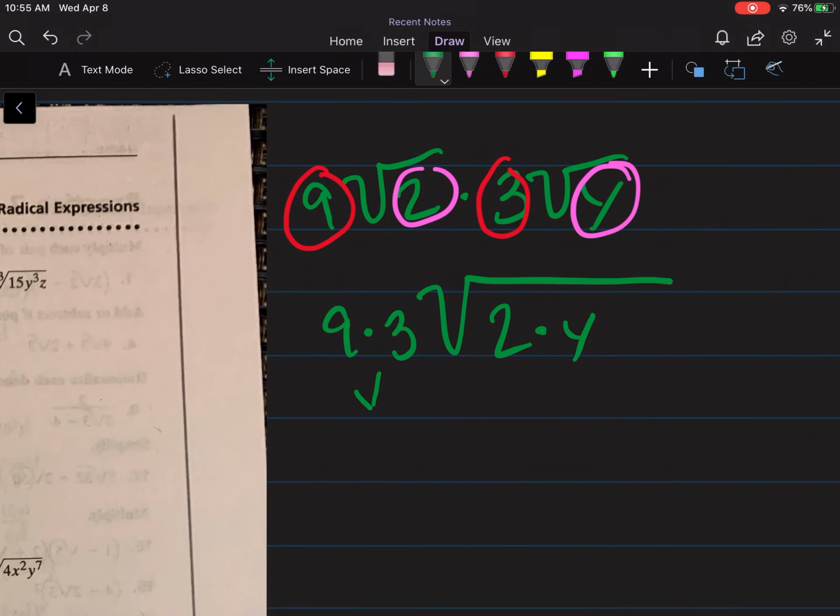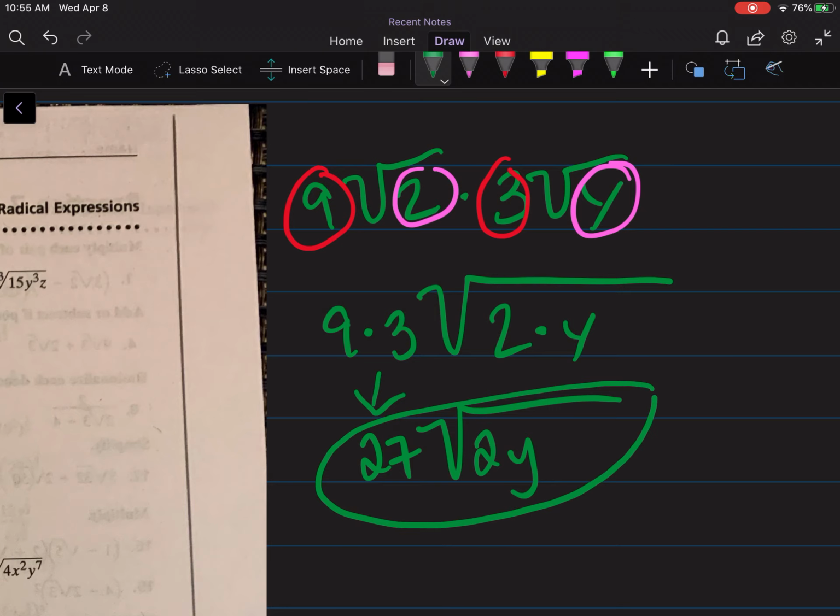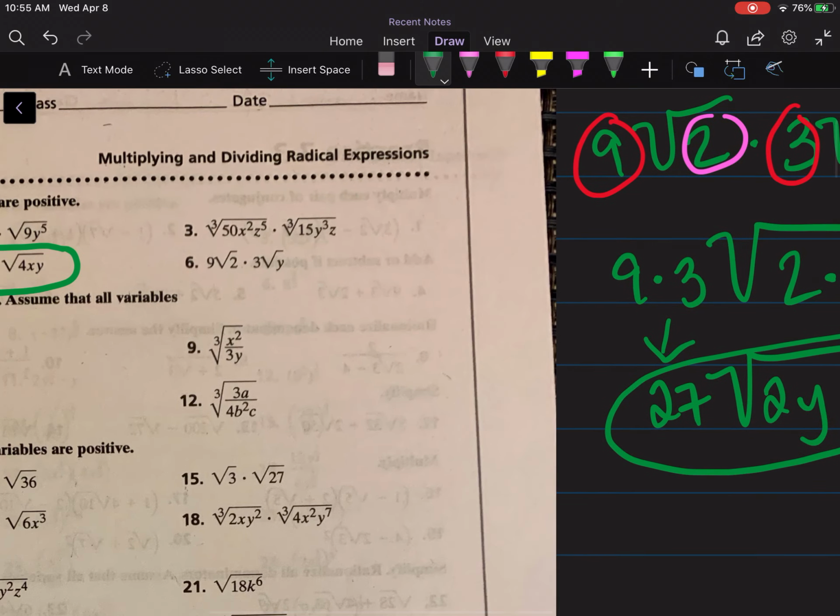Now 9 times 3 is 27. Let's bring our house down, and 2 times y is 2y. We can't really do anything with that 2y, so that is our answer right there. Okay, so that's number 6.